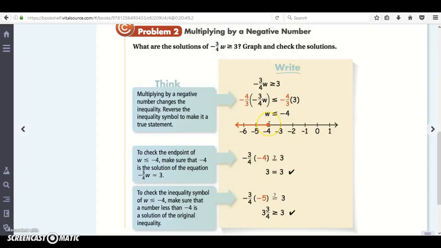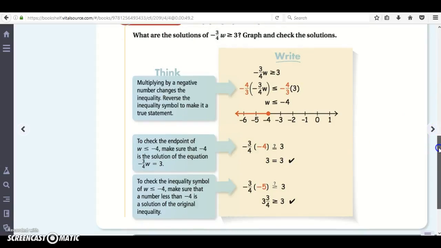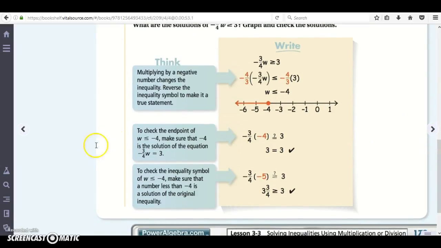And so then I go to negative 4 on my number line. It's a closed circle because I have equal to. And then it's less than, so everything going in this direction. So then to check the endpoint of W is less than or equal to negative 4, make sure the negative 4 is the solution of the equation, negative 3/4 W equals 3.